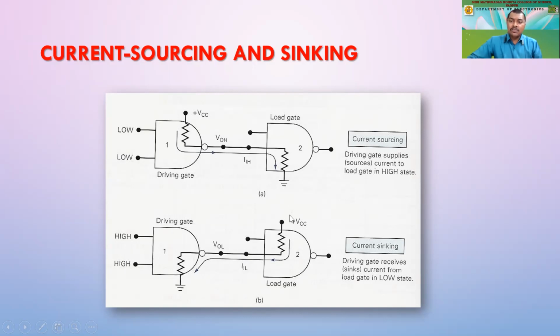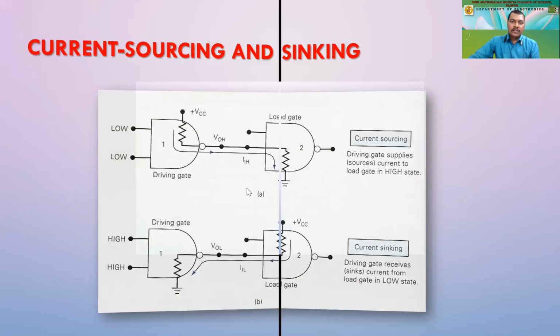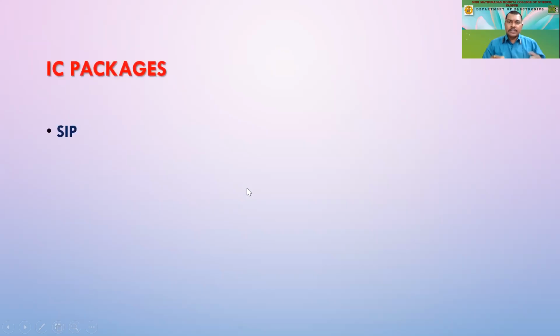So in that case, what is the structure of that? The driving gate receives, sinks current from the load in the low state. These are the two stages that we call current sourcing and sinking. Then some of the IC packages. This is what we need to cover today, and by that we'll be concluding today.